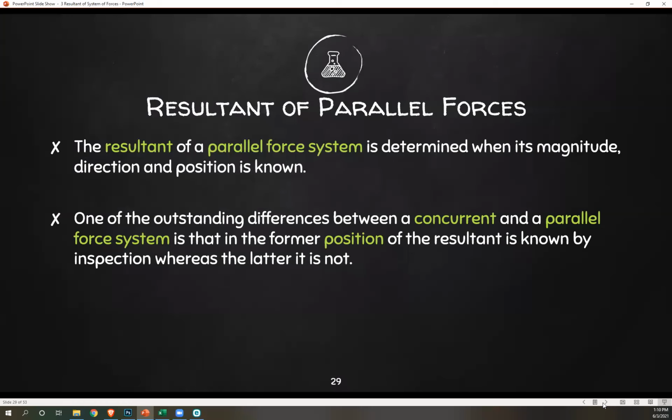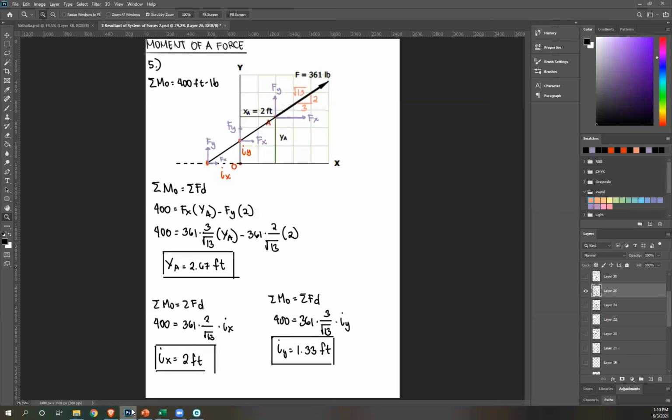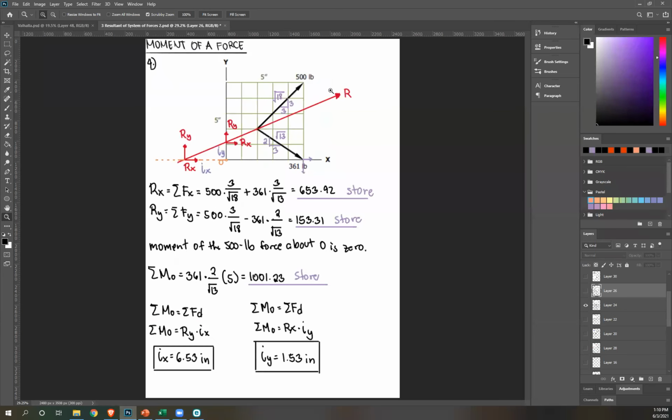The common characteristics of a force. Now, one of the outstanding differences between a concurrent and a parallel force system is that in the former, the position of the resultant is known by inspection, whereas in the latter it's not. So for a concurrent force system, by inspection, we can figure out the direction, which is what we did in one of our examples. We guessed or we concluded this is the position of our resultant.